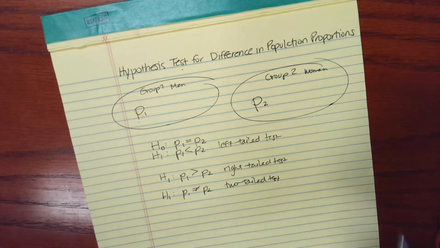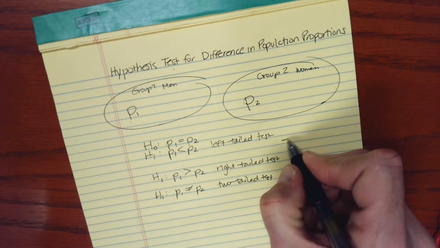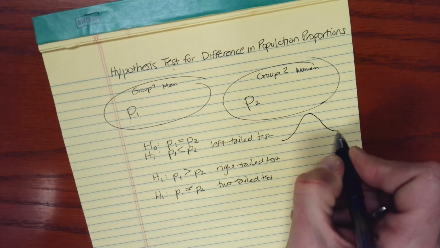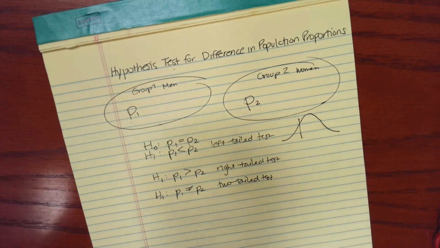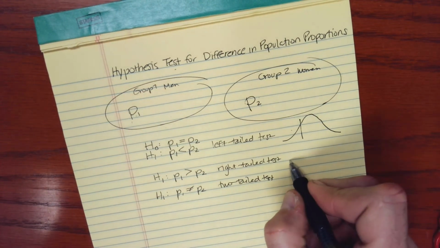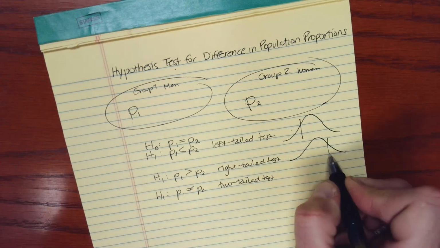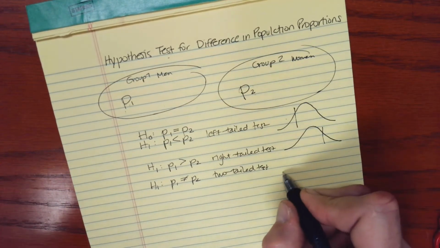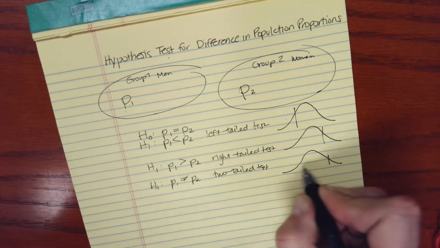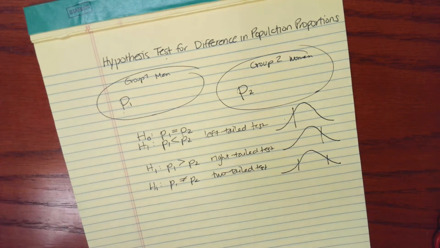And so if we're conducting a left-tailed test, if we have this bell-shaped distribution, we would be looking for evidence on the left tail, whereas for a right-tailed test, we'd be looking for evidence in the right tail, and for a two-tailed test, we would look in either direction.